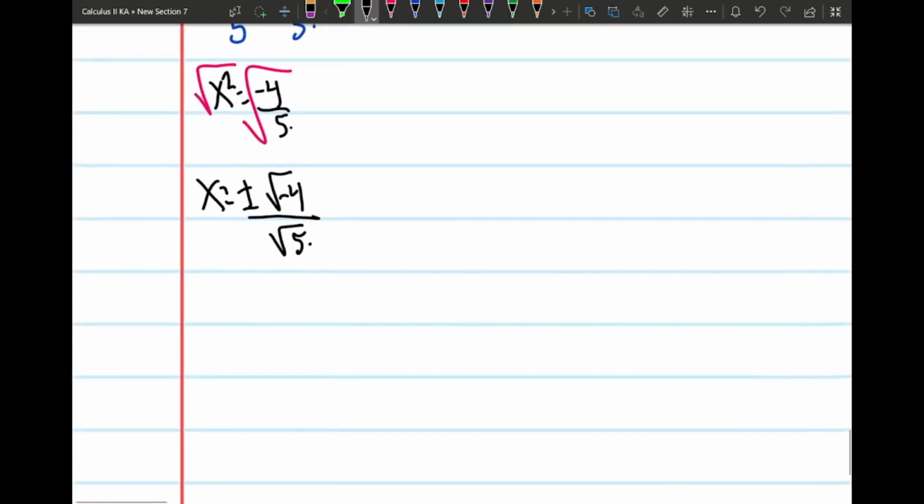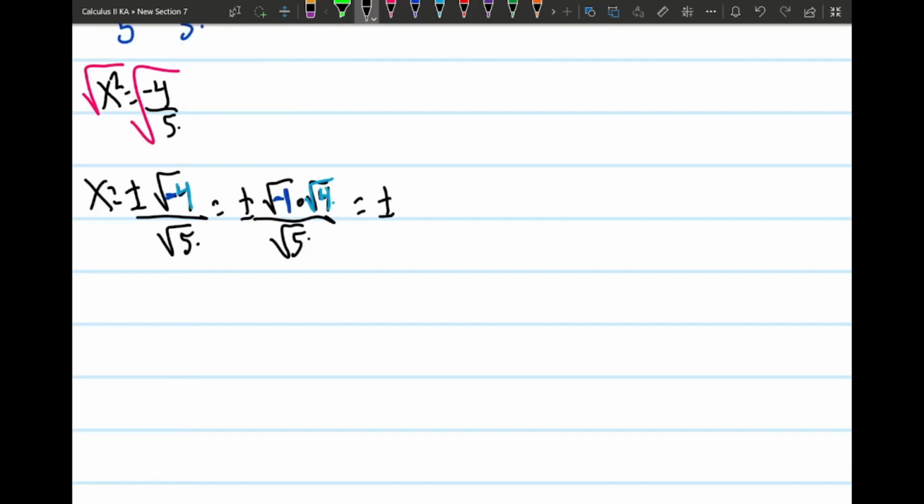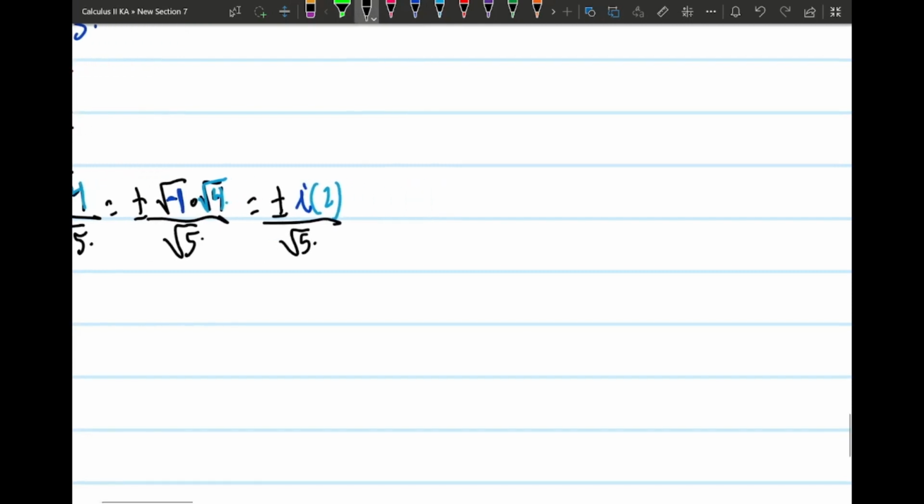So again, like before, this is going to be plus or minus, and we're going to do the square root of negative 1 times the square root of 4. It's going to be plus or minus i, and then times 2, right? So the square root of 4 is 2, and then all over square root 5. So this is, again, one of those types of problems where we need to rationalize the denominator. So this is plus or minus 2i over square root 5.